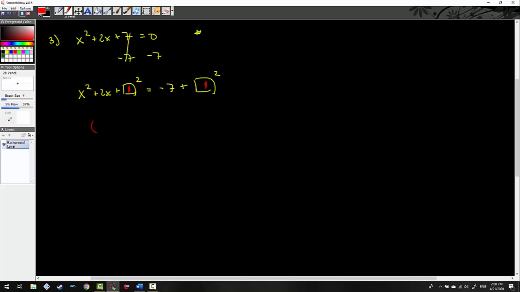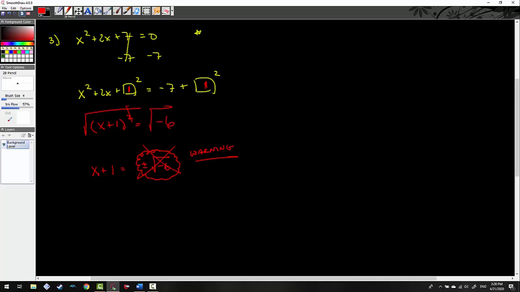So what I get, using the shortcut, is x plus 1 squared equaling, here's a problem. Negative 7 plus 1 is negative 6. When I go to take my square root, I get x plus 1 is equal to plus or minus root negative 6. But there's a warning here. Warning. The square root of negative 6 does not exist in real numbers. So that's why when I take the square root of negative 6 right here, this is actually not what we would write down. We wouldn't even write this thing down. We would go back to here and write no solution.